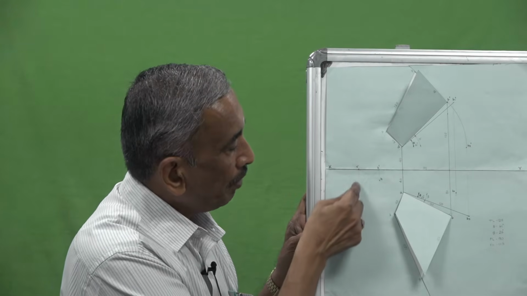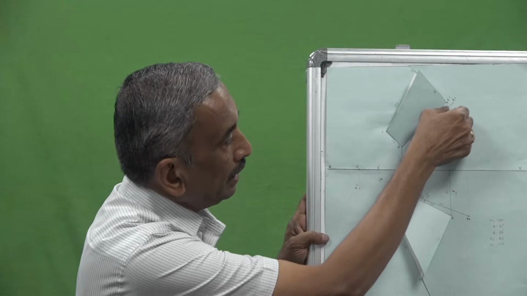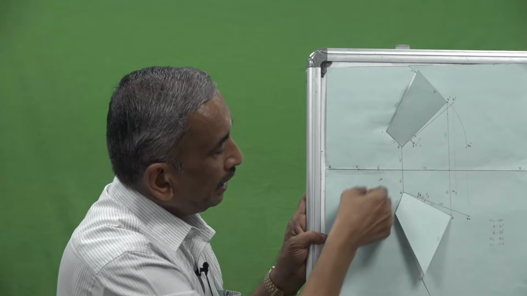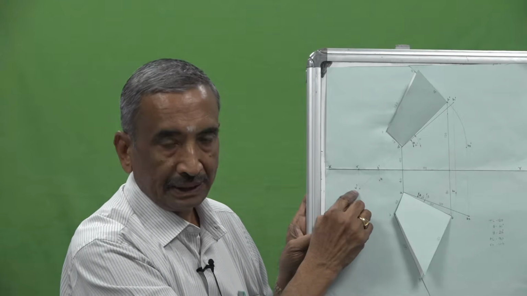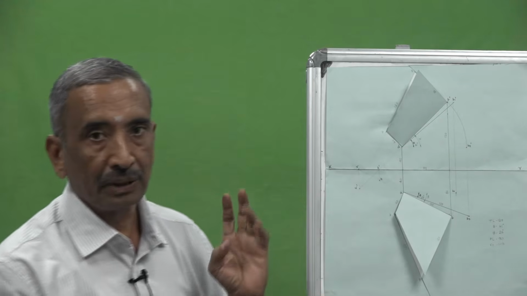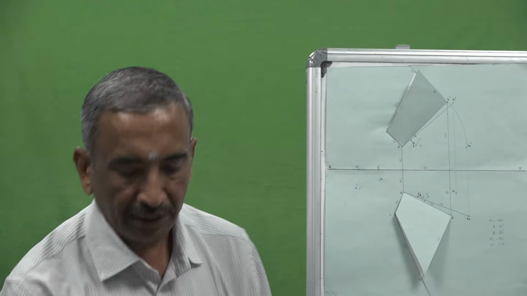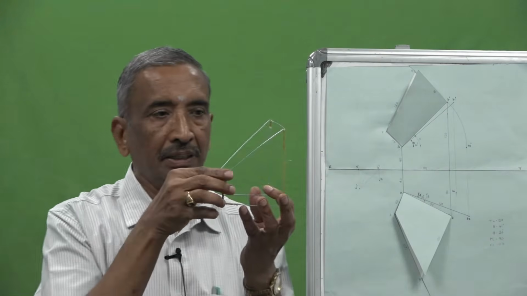From there you drop a vertical. This vertical will cut the front view extended at the point B dash. So, V dash and H dash are called the traces of the line. Now, I can show the model in 3D.